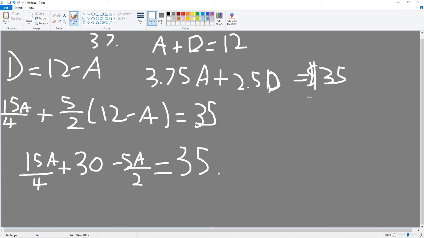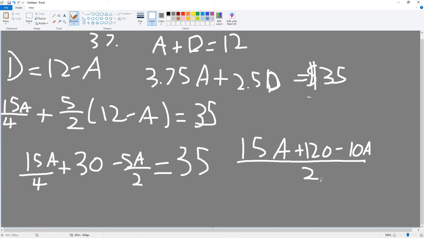Common denominator is 4. So I got 15a plus 120, right? Minus 10a, all over 4 is equal to 35. Simplify the top. I get 5a plus 120. Multiply by 4 to both sides, right? To get rid of the 4.